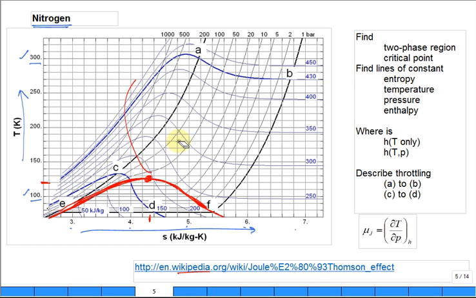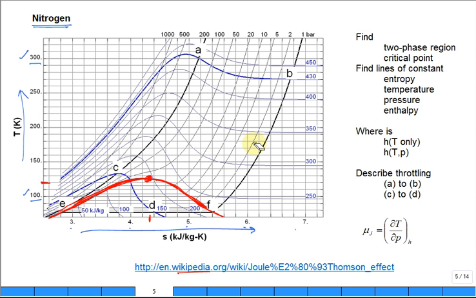Okay, now let's do this. If somebody says, I want you to show me on a temperature entropy diagram a line of constant entropy and then a line of constant temperature, that's really easy, true? A line of constant entropy would be something like, here's all the values of 6 kilojoules per kilogram Kelvin, a line of constant entropy. Here's a line of constant temperature at 200 Kelvin. It's all just horizontal. Those are easy.